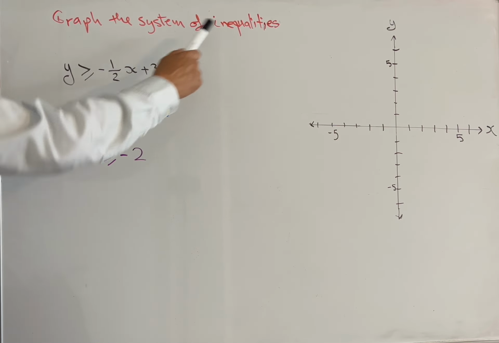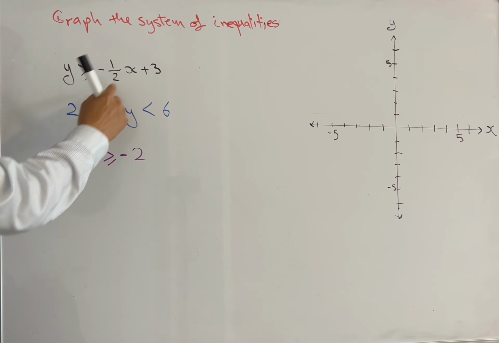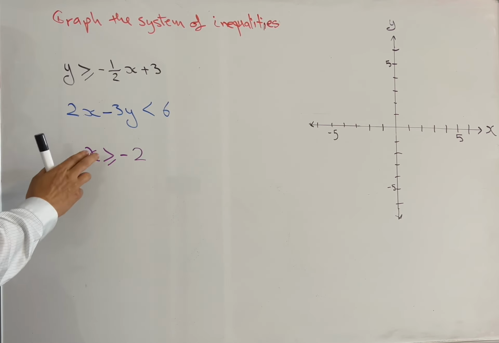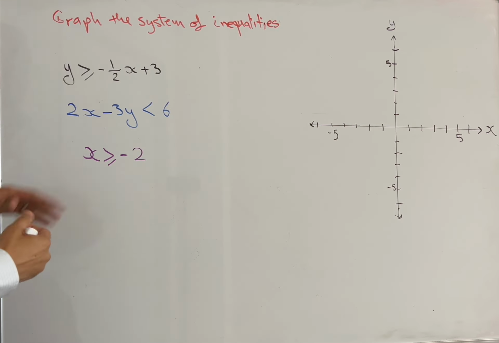Graph the system of inequalities. We have three linear equations here, one in slope-intercept form, one in standard form, and this is just a vertical line through x equals -2. So let's go to the first one.